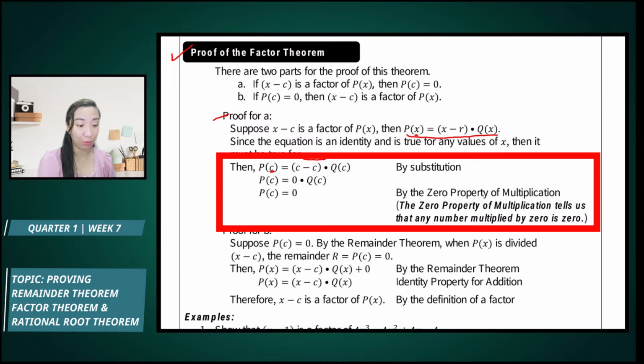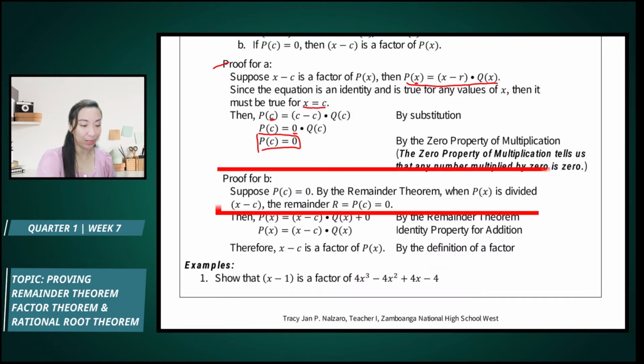We know that when we subtract c from c, that will give us 0. And take note, by the zero property of multiplication, 0 multiplied by any number, the result is 0. Thus, we can say here that p of c is equal to 0. So, that's for letter A.